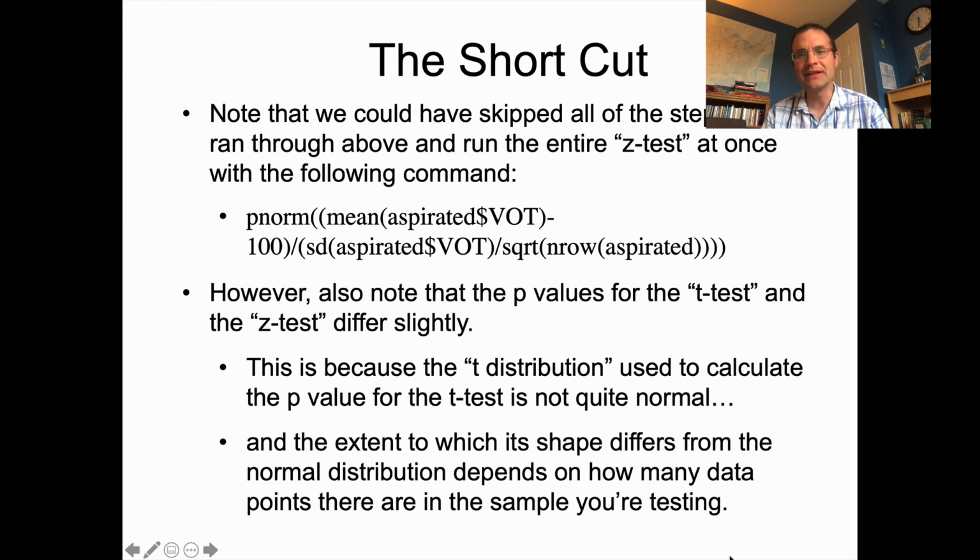That's because the t-distribution used to calculate the p-value for the t-test is not quite normal. It looks like a normal distribution, but it's shaped slightly differently. And the extent to which it differs from the normal distribution depends on how many data points there are in the sample you're testing. I'm going to try to cover that in the third part of this lecture, after part number 2, which is how do we interpret this. So stay tuned for that, but I don't want to dwell on it for now.